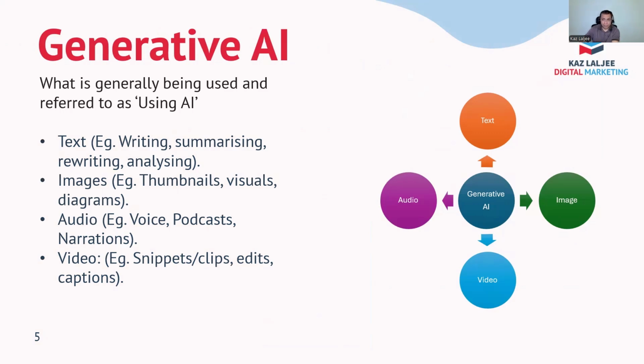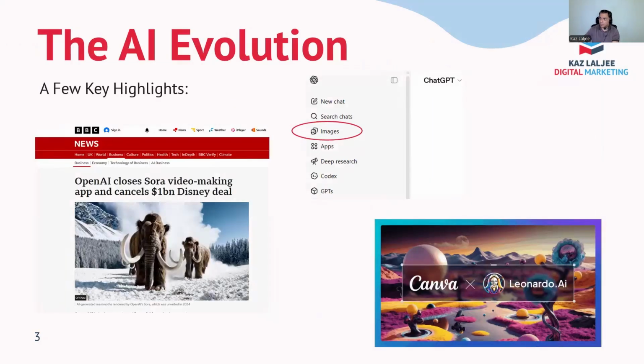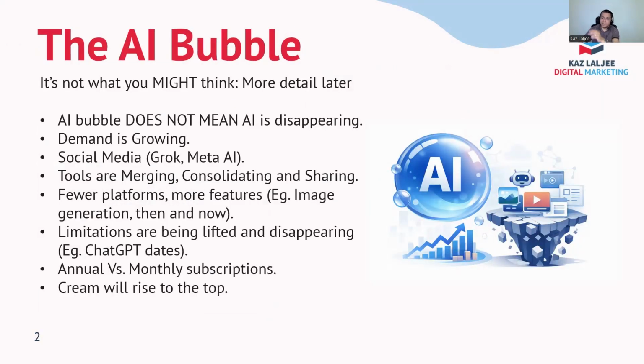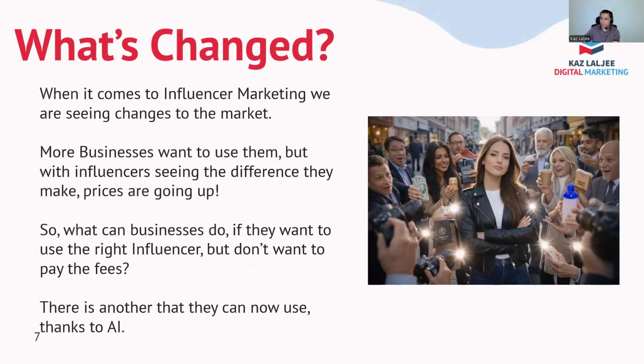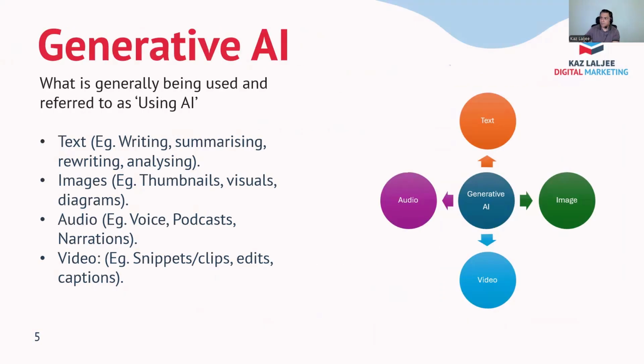Text would be an example of what we ask ChatGPT to do. Images, you can ask for thumbnails, visuals, diagrams. This image here, the AI bubble, I created that through AI. So we've got text, images, audio, and videos. Text, as I mentioned, is ChatGPT. Images: thumbnails, visuals, and diagrams, just like the example we've just shown you.